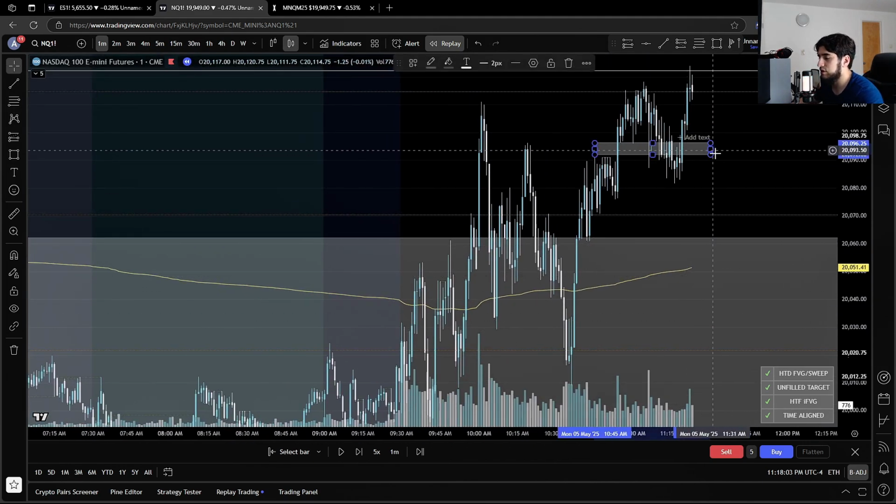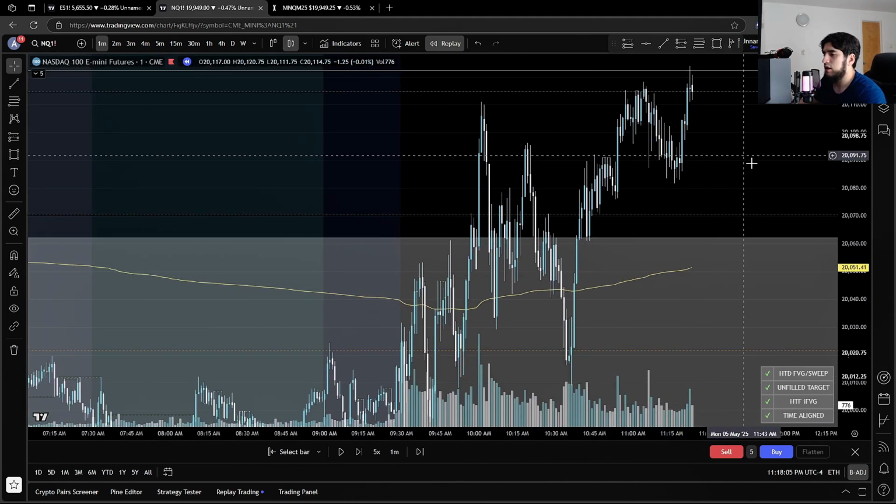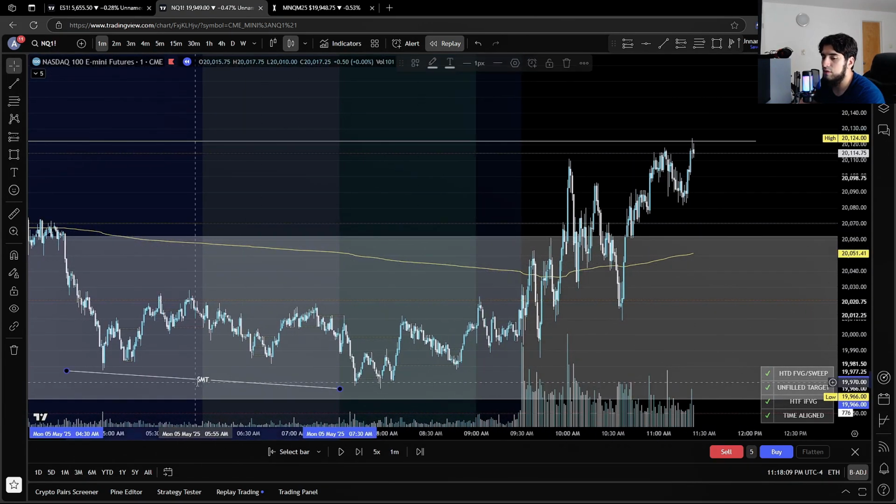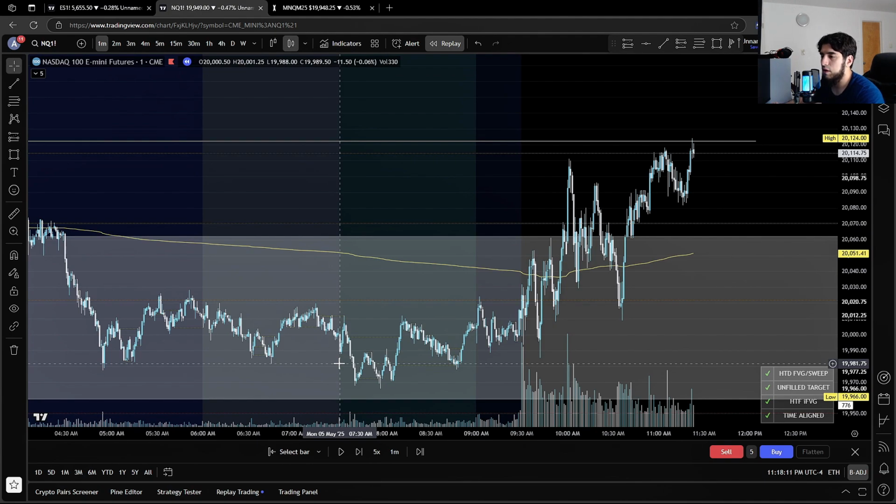That was the trade that I took today. And I just wanted to go over again the thought process and how I go into the morning, how I set up my bias and my draw on liquidity.